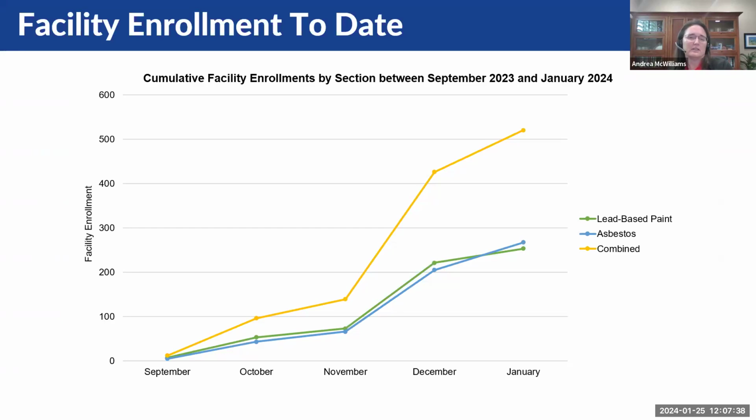So just some of the metrics that have been happening with the facility enrollments. This is cumulative since September. As you can see, it was kind of a slow start with the enrollments, getting everybody used to the system, but it has really picked up. So currently we have over 500 facility enrollments for both combined lead-based paint and asbestos. So keep in mind, that's one for lead-based paint, one for asbestos, and that's a combined total of over 500. So we have a lot going on right now. That's why we want to get everyone prepared for on-site visits or documentation reviews.